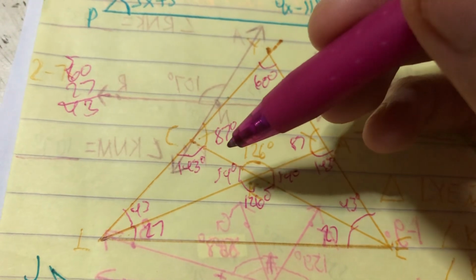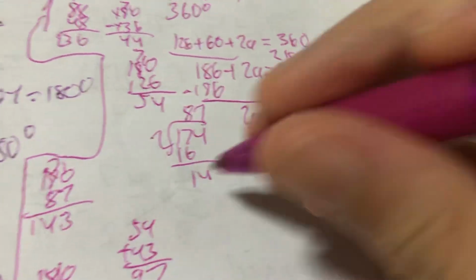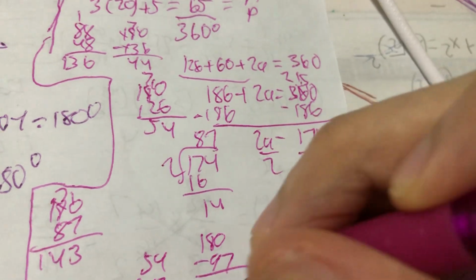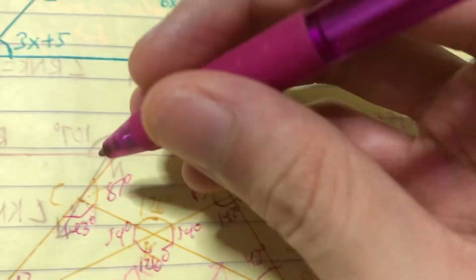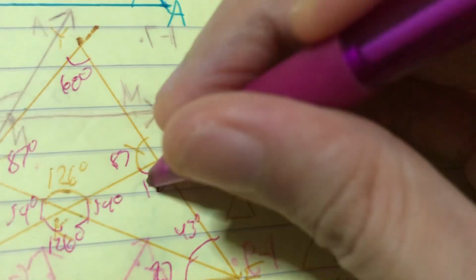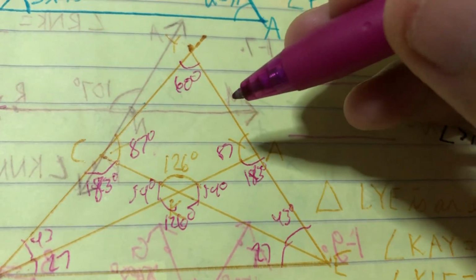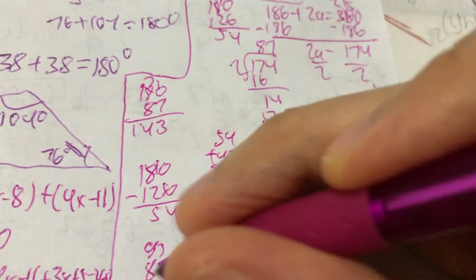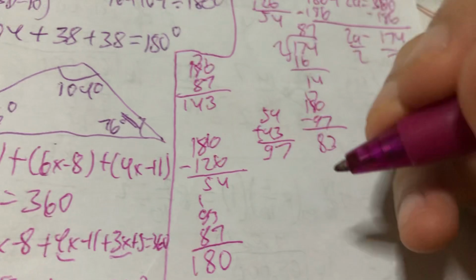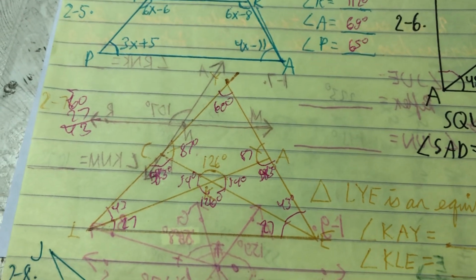And then for this one, 43 plus 54, 97. 180 minus 97, that's supposed to be 83. So this should be 83 degrees. And 83 degrees here also. So therefore, 83 plus 87, that's supposed to be 93 instead. Because remember, 93 plus 87 equals 180. So this should be 93. Sorry. Let me troubleshoot the answer first and I'll show you how we input it in a moment.